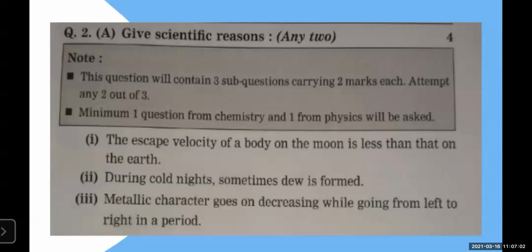First question you can see here, the escape velocity of a body on the moon is less than that on the earth. Second question, during cold nights sometimes dew is formed. Third question is, metallic character goes on decreasing while going from left to right in a period. So first we will discuss the first answer. The escape velocity of a body on the moon is less than that on the earth. So what is the answer?